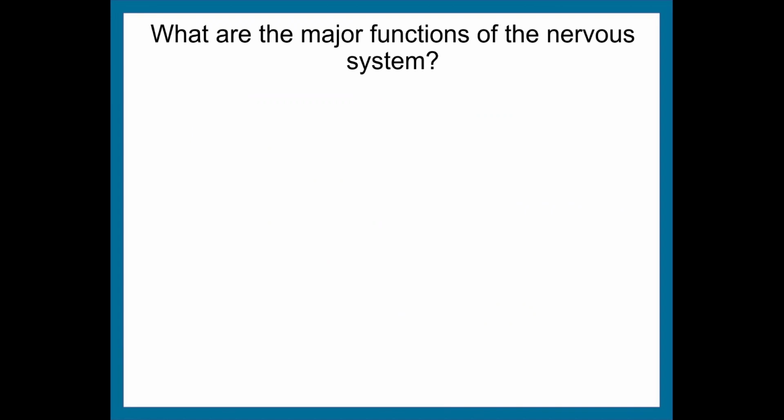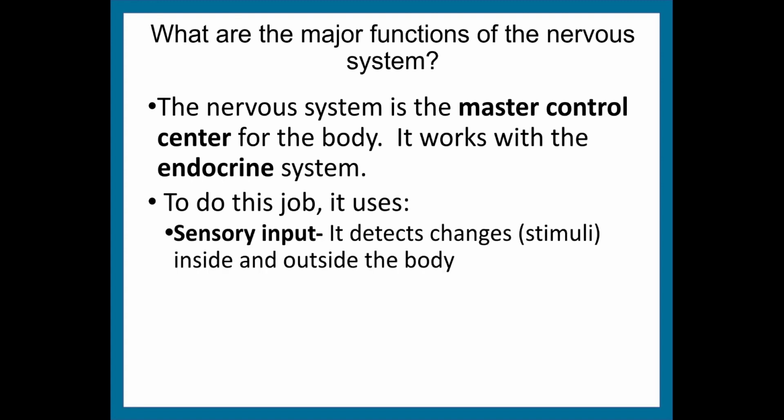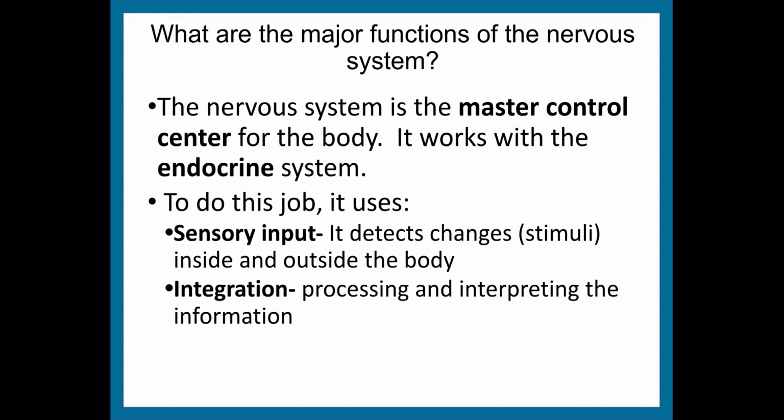Okay, so now let's lay out the major functions of the nervous system. The nervous system is, like I mentioned a moment ago, the master control center for the body, and it works with the endocrine system. To do this job, it uses sensory input, so it detects changes inside and outside the body, and these changes would be stimuli. It also uses integration. So this is processing and interpreting the information that is input.